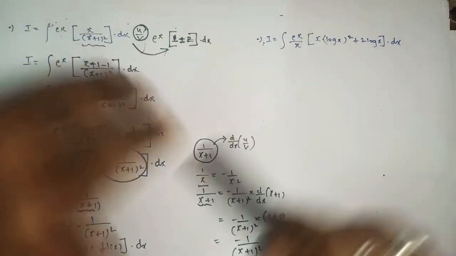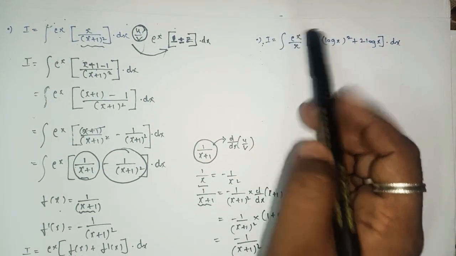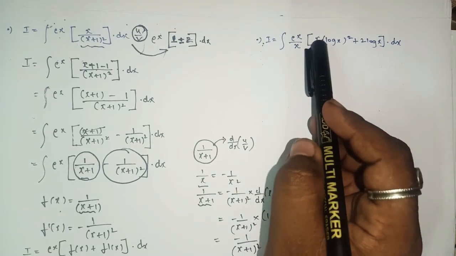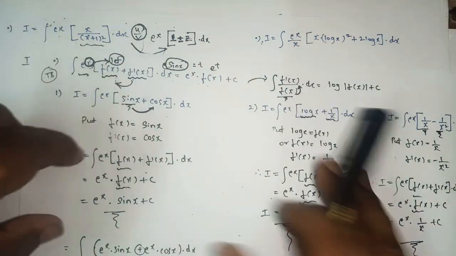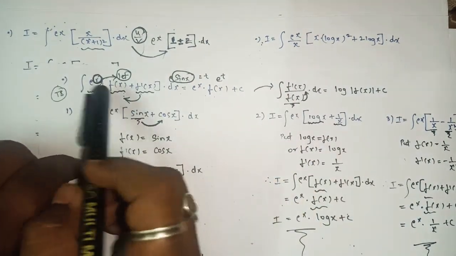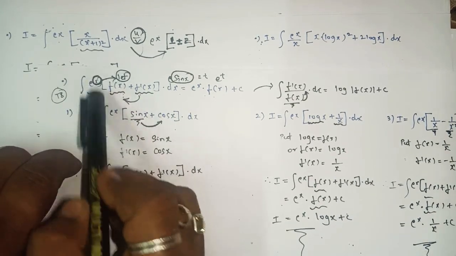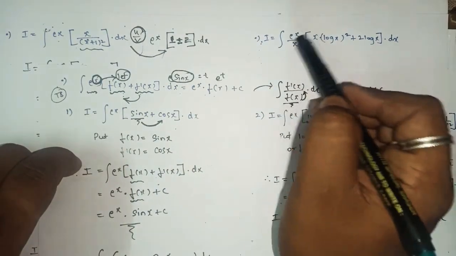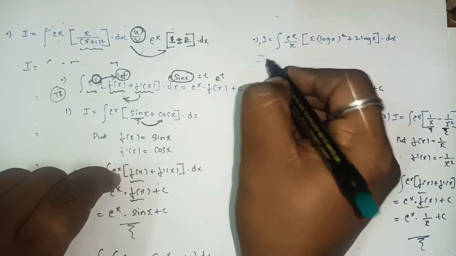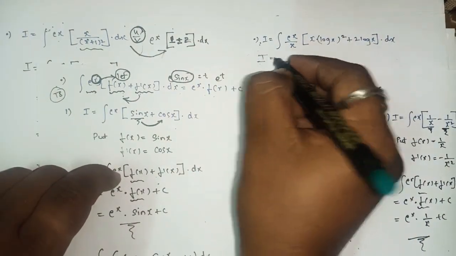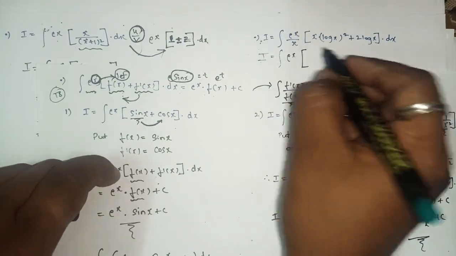Okay, so let's see the next example. Here we have I equals the integration of e raised to x upon x, then inside we have x into log x the whole square plus 2 into log x. As per the formula, here we require only e raised to x outside the box. As here we have e raised to x upon x also, so with respect to the formula, we will bring this x inside the box. That means we'll bracket open with this x.